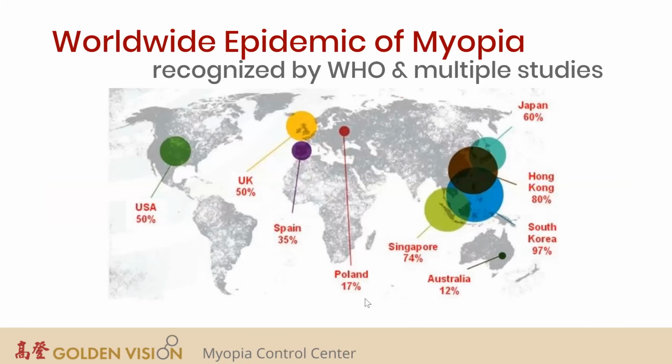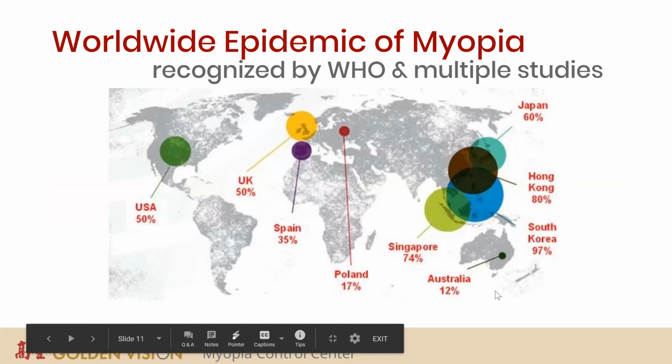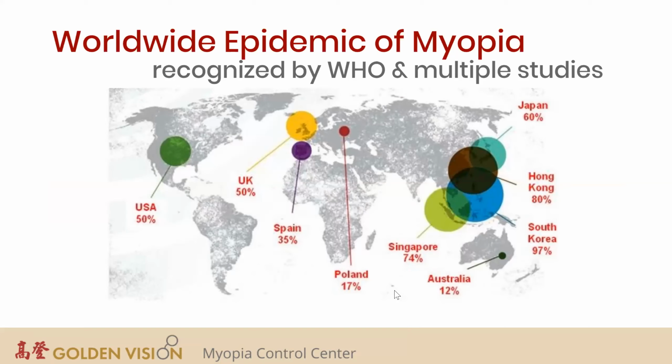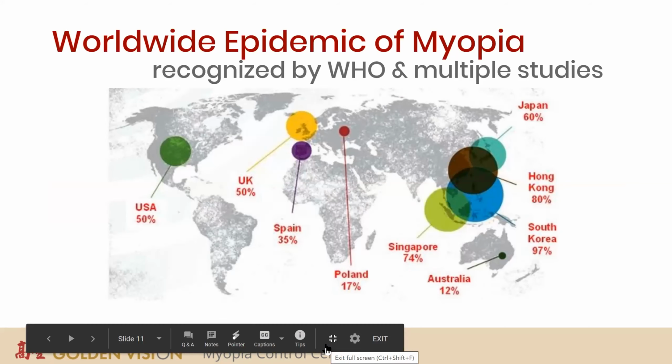So this slide shows our world, geographically located, meaning the epidemic of myopia changes from place to place. In the US, about 50% of our population is myopic. And if you jump over to Asia, Hong Kong, Singapore, and Japan have a much higher rate. Japan is 60%, and South Korea, 97% of the population is myopic. So it really varies among locations, but you can see in Asia, the prevalence of myopia is much, much higher.